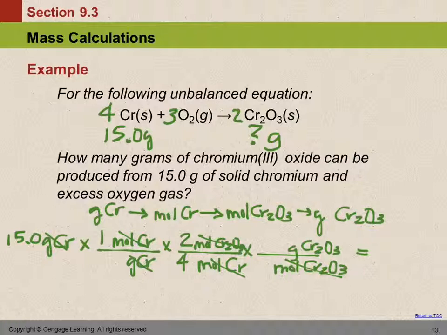So what's the molar mass of chromium? 52. There's no calculating there because it's an element. 52.00. And then we need the molar mass of chromium oxide. And so that's 2. I'll get to that. Thank you. Hold that thought. 2 times 52 plus 3 times 16. And what does that equal? Oh, okay.